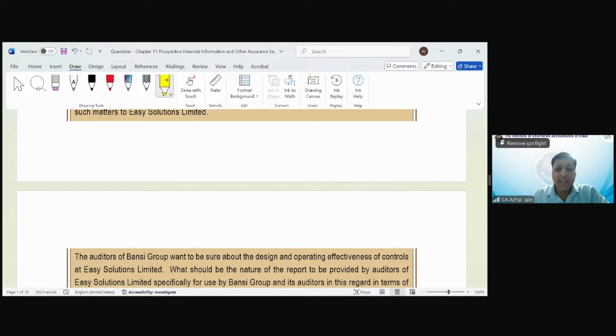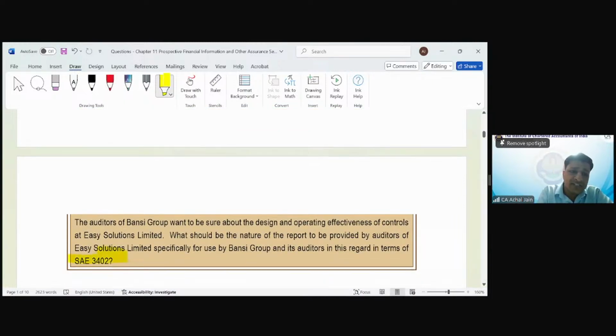I think here again the question has sort of assisted you, means the standard is referred to in the question itself. Tell me, over to you.